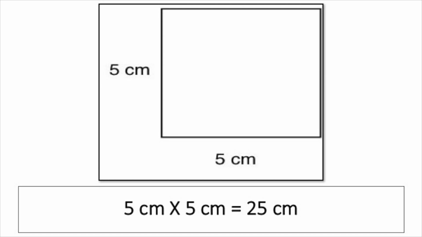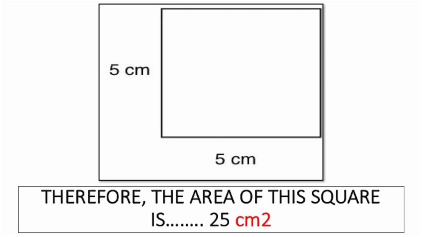5 times 5 centimeters equals 25 centimeters. Is this correct? No. What have I forgotten to do? 2 at the end. Because we have to say the area of this square is 25 centimeters squared. So there are different types of rectangles and how to calculate the perimeter and the area of each one. Any questions, guys? That was brilliant. Well done.